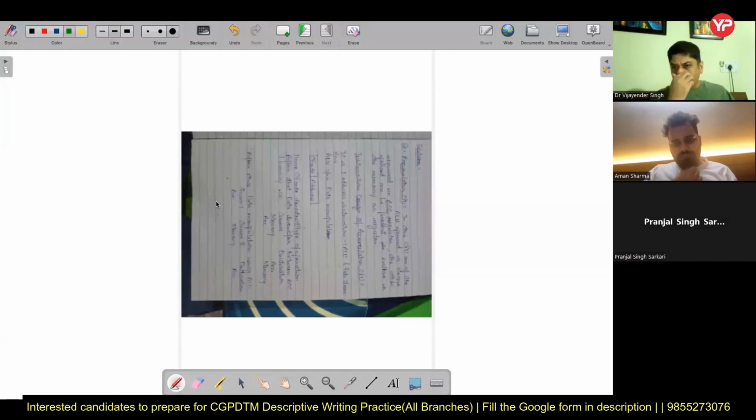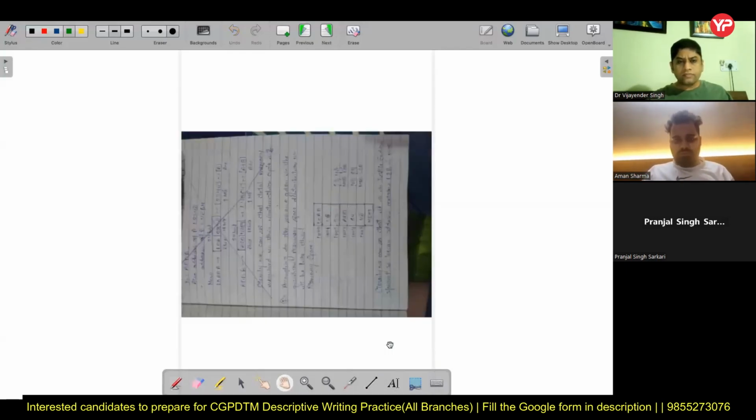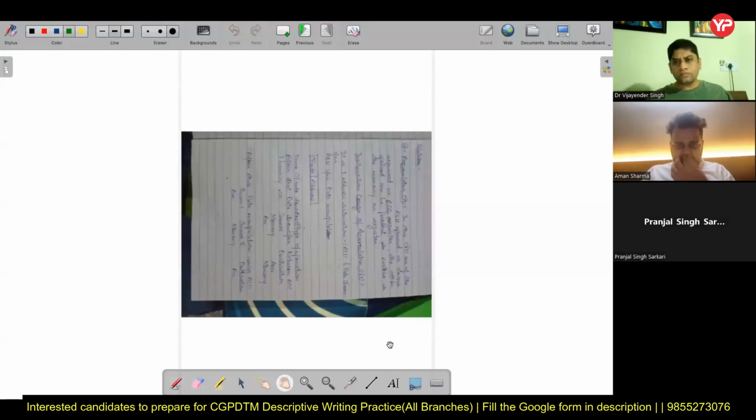So Aman, can this be made straight? I don't know. I'm looking into it, sir. I guess there is not an option for it. The first page is problematic. After that, this is fine. No, sir, there is no option for it because it is a PDF that Pranjal sent me. Okay, so I think this is the starting point.